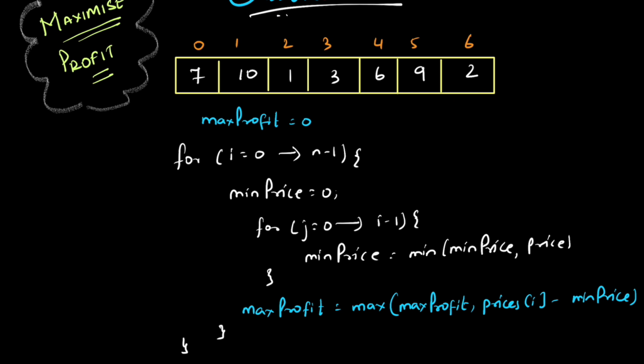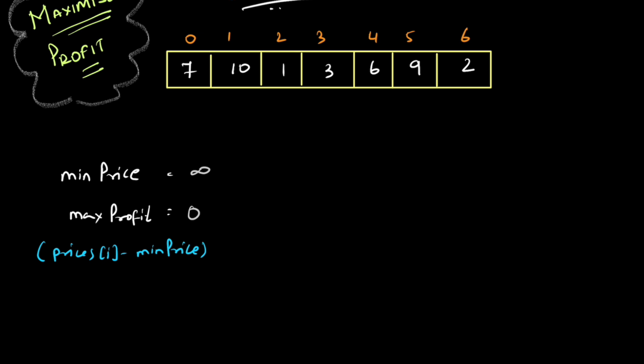Now since the observation is semi clear, let's work on the example and make the observation fully clear. So here we are keeping track of two variables. One is the minimum price and the other is the maximum profit that is generated. And how is the maximum profit generated? It's the difference between the price that you're selling at and the minimum price you bought it at, right?